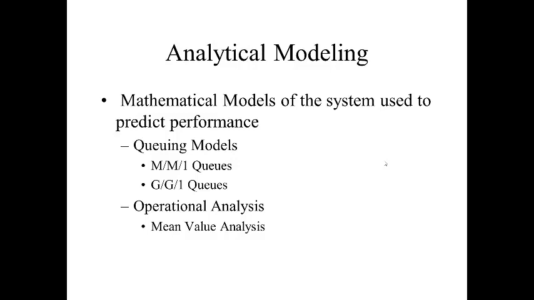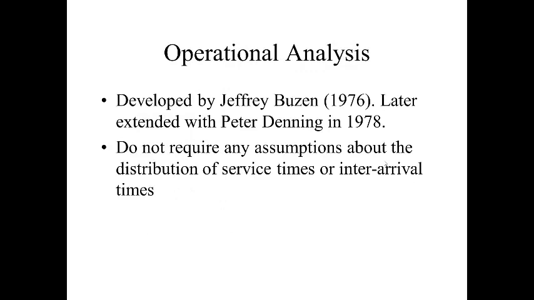So let's begin by taking a look at this operational analysis. It was developed by Jeffrey Buzen in 1976 and later extended by Peter Denning in 1978. That's Peter Denning, not W. Edwards Deming, who we'll talk about a little later in the class with his techniques of total quality management, but they are different people. The cool thing about operational analysis is it doesn't require any assumptions about distribution of service times or the inter-arrival times.